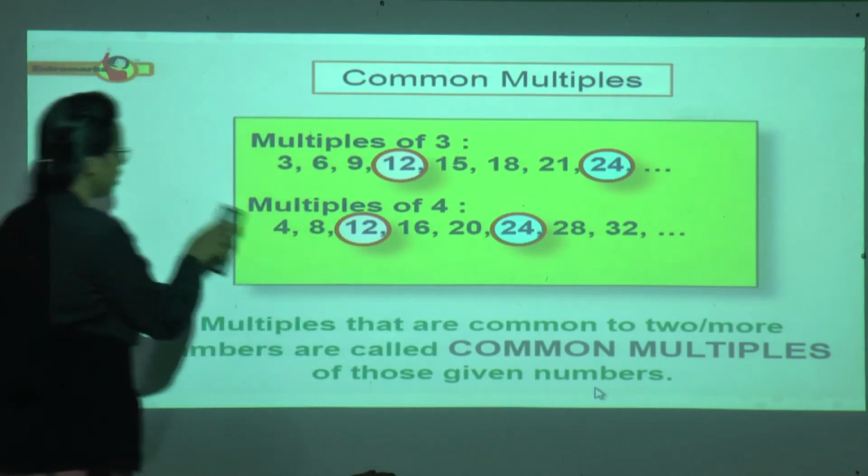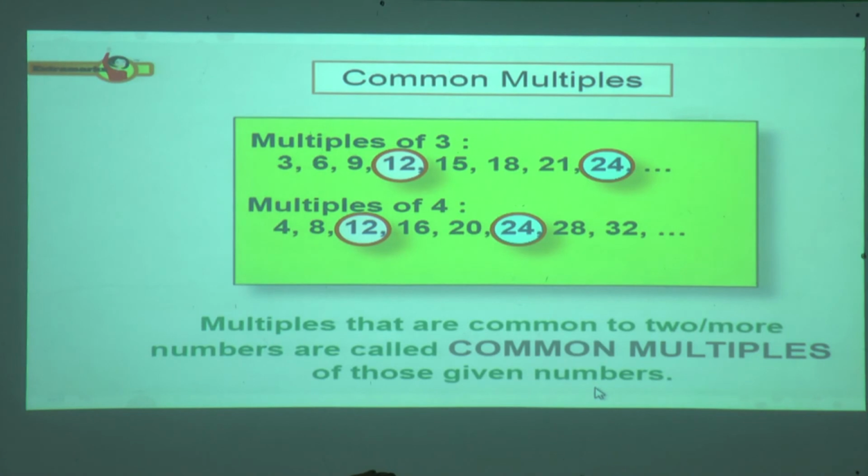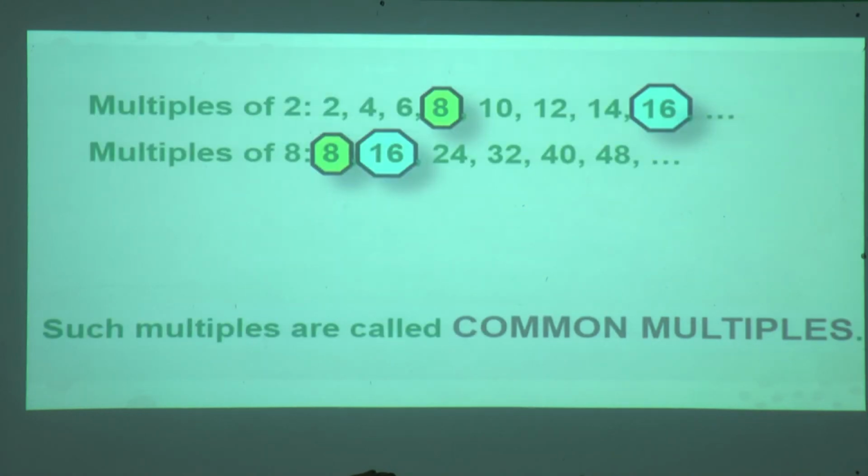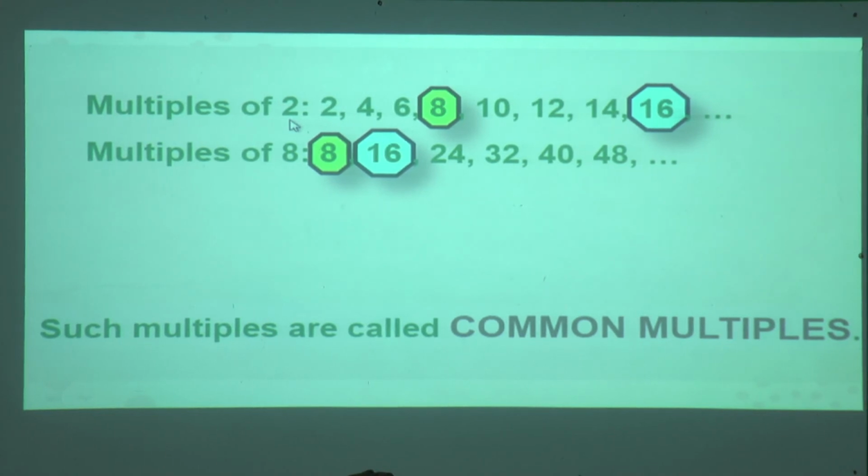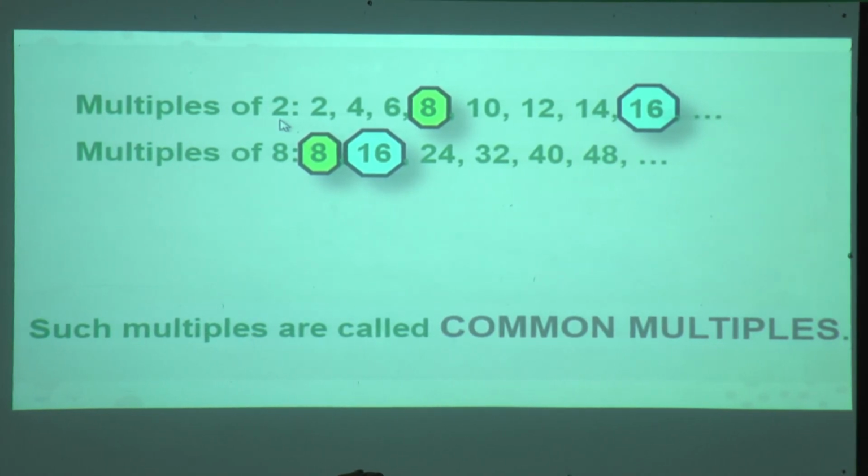Let us see the next one now. One more example we will take here. Multiples of 2 are 2, 4, 6, 8, 10, 12, 14, 16, 18 and 20 and so on. Multiples of 8: what are the multiples of 8? 8, 16, 24, 32, 40, 48, and so on.